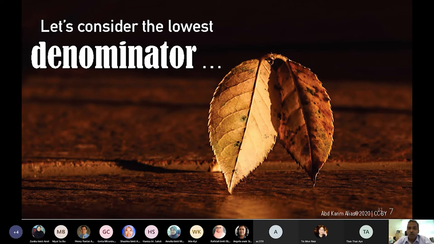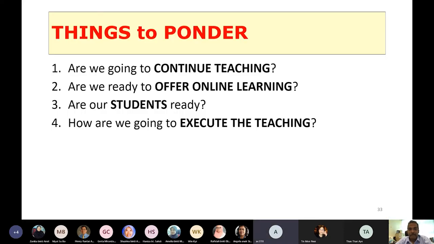So why do we do this? Because we want to leave no one behind. We want to give the opportunity for the students to learn. So this is one way of engaging everyone in the class. Now that we know that our students are ready, we are ready to continue teaching, we can offer online learning and we know our students.